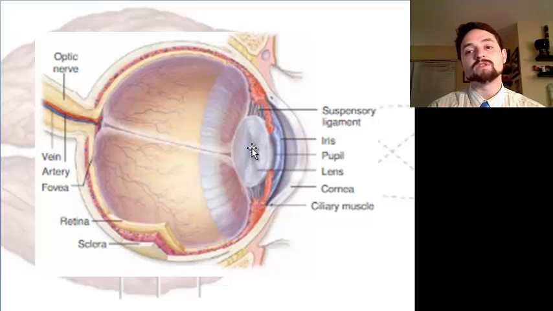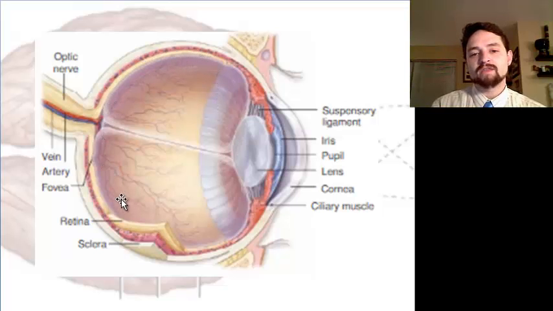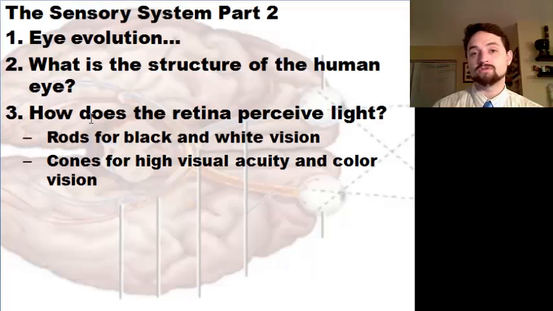The lens, which is on the other side of that pupil, is going to help shape the light as it comes through into the eye. Then at the very back, you've got the retina. The retina is where we find the pigments that help us perceive light. And then, of course, we have the optic nerve and the blood vessels coming into the eye in the very back, which helps us send those signals back and forth to the central nervous system.